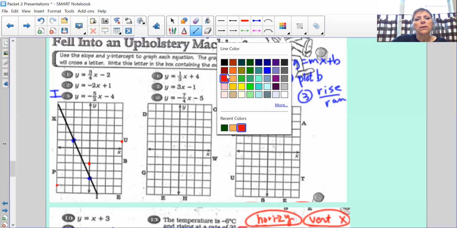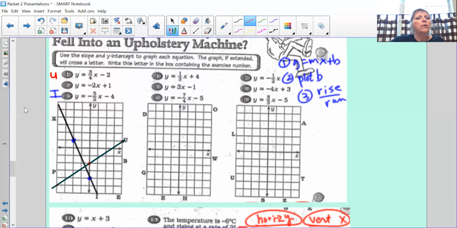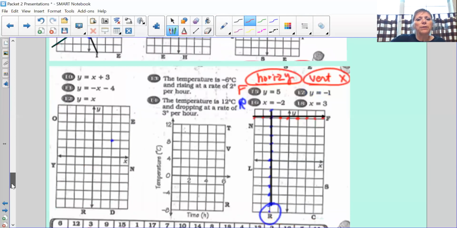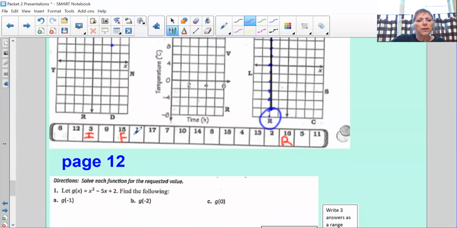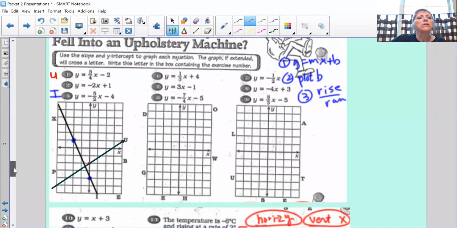Okay, so let me give a different one. So I'm going to extend this through these 3 points. And we hit U. So I'm going to say this is U. So 1 is U. So I'm going to go down here and put U in this place. And that is the correct letter, so I know it's 3 there.